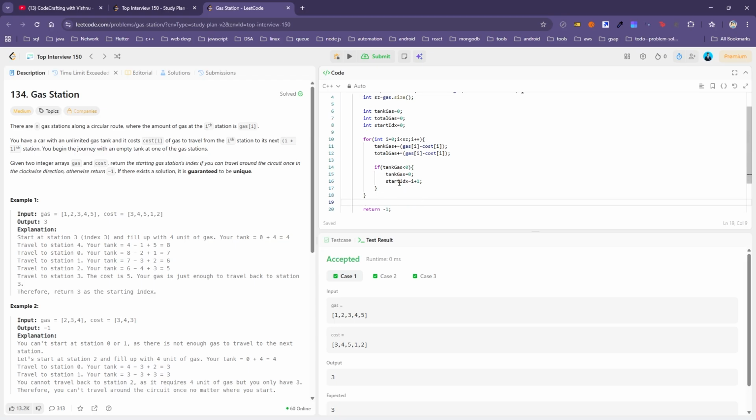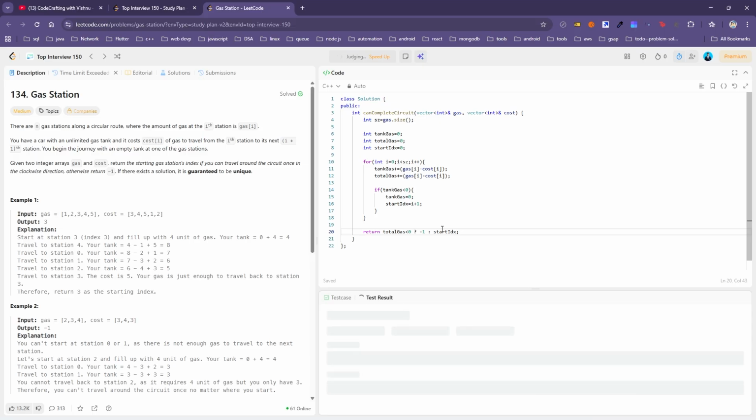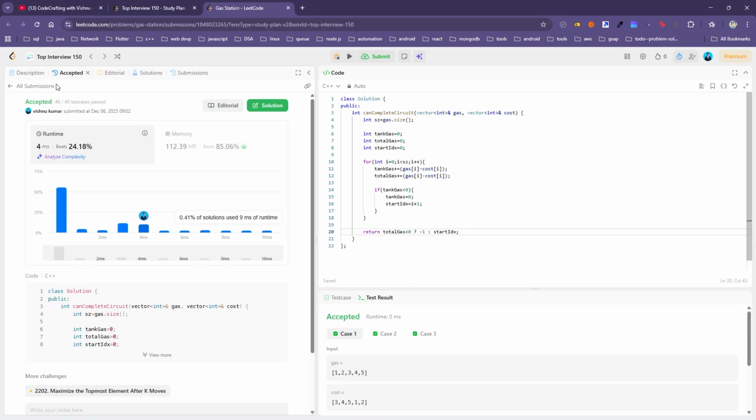Now finally, after doing this, we will check if the total gas we are left with is less than 0, which means you cannot complete the circle and you will return -1, else you will return start index. Okay, so let's see if this works or not. And now we'll submit this. Okay, and our solution got accepted.